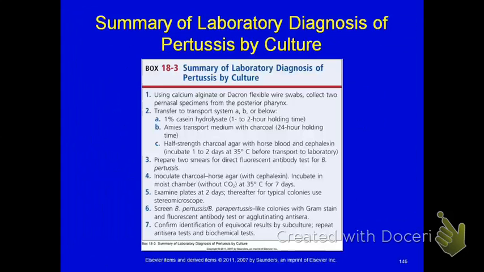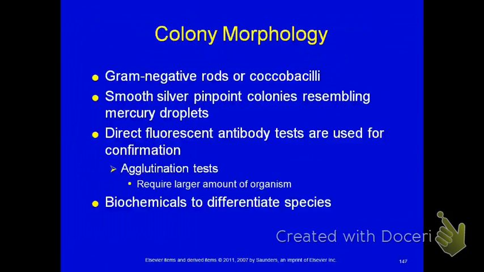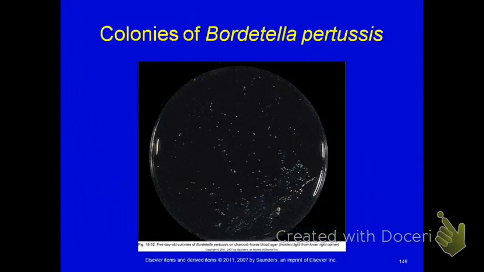Okay, so you might as well read the summary of laboratory diagnosis of pertussis culturing. The organism, by the way, is a gram-negative rod or coccobacilli. The colonies appear smooth, silver, pinpoint, resembling mercury droplets. You may use DFA for confirmation or agglutination tests, which, by the way, would require a larger amount of organisms. Biochemical tests could also be used to differentiate species. This is the mercury droplets of Bordetella as shown in charcoal horse blood agar. They appear like drops of mercury.